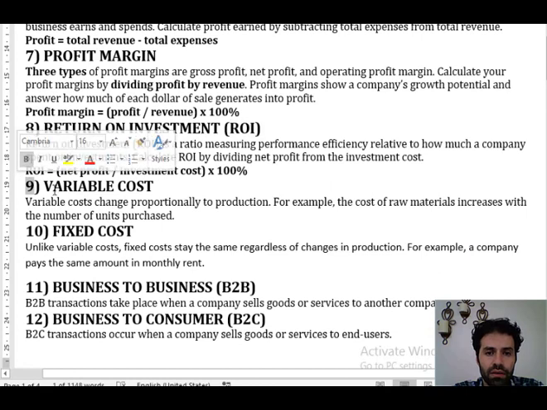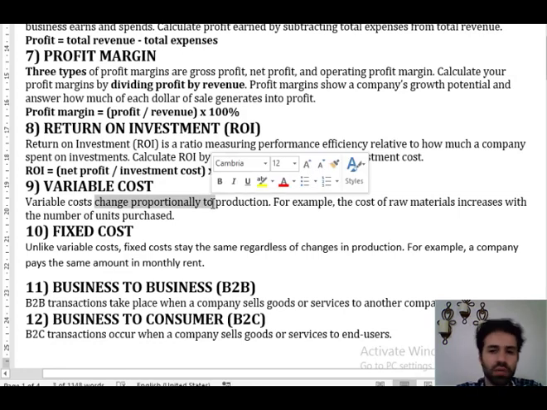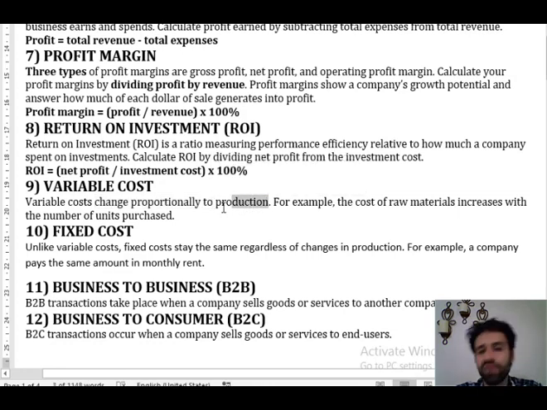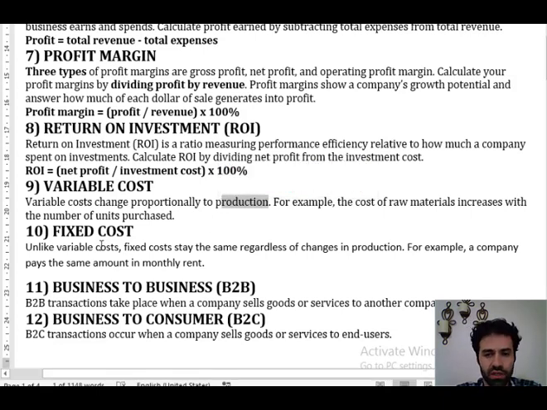Number 9 is the variable cost. We have two types of costs. One is variable cost, the other one is fixed cost. So variable cost is a kind of cost that is changing based on time or the production. So it's not fixed, it's changing, like the price of the gas bill or electricity bill is changing. It's not a fixed cost.